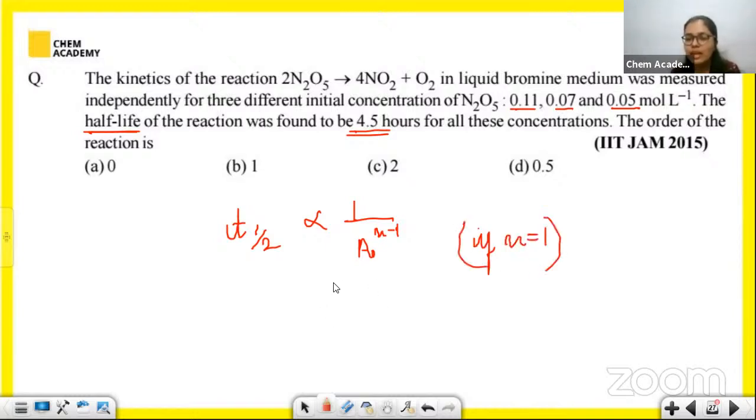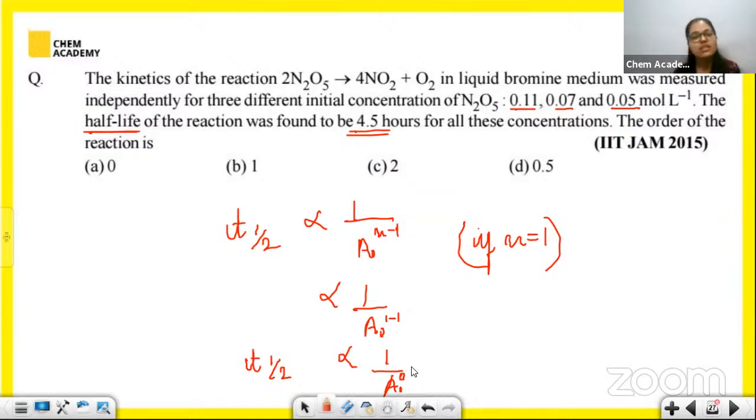If I take n equals 1 here, it would become A0 raised to 1 minus 1, which is A0 raised to the power 0. It means that the half-life would become independent of the initial concentration. If the power of A0 becomes 0, then the half-life becomes independent of the initial concentration. And that is exactly the situation in this particular question.